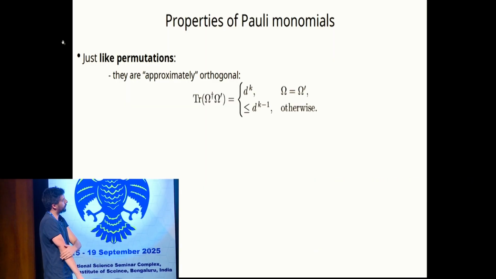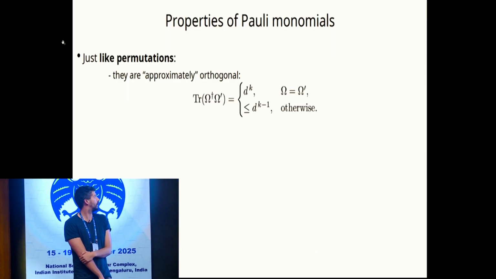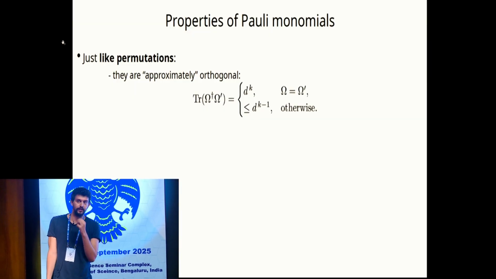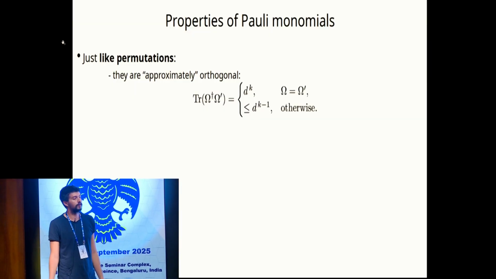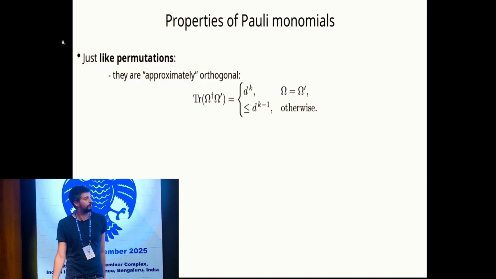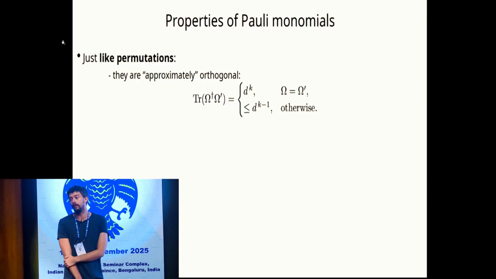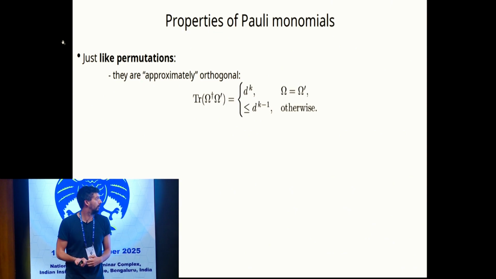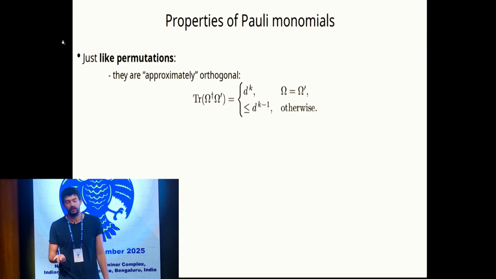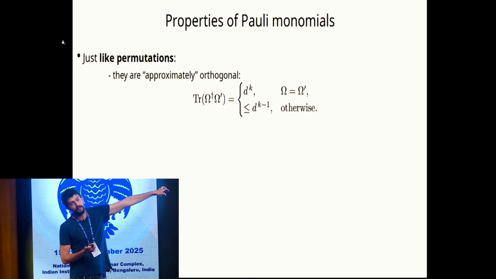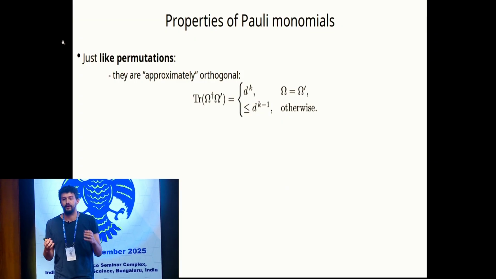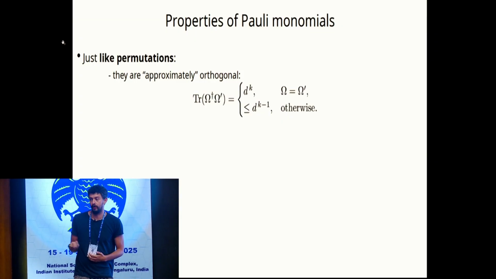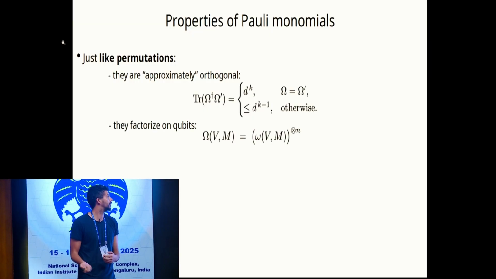Now, they have some nice properties, which they, of course, share with the permutations as well. First, they are quasi-orthogonal. When we take the Hilbert-Schmidt inner product between these operators, they have d to the k as their overlap with themselves, which we just said. But if we take any two other elements, the overlap is suppressed in the dimension. This allows us, for instance, when we compute twirling operations, to do a lot more.